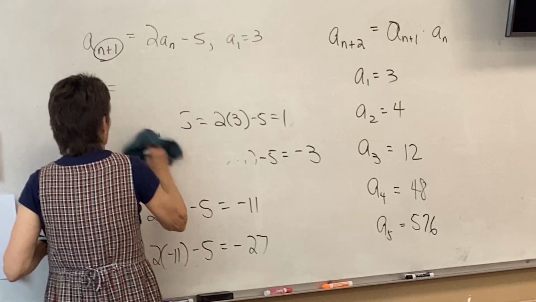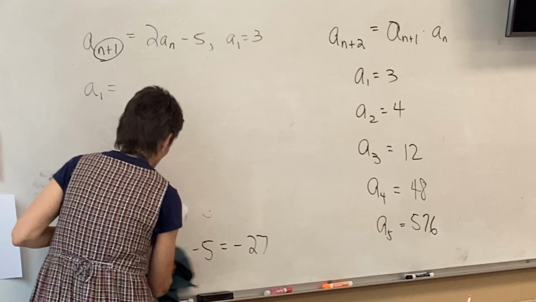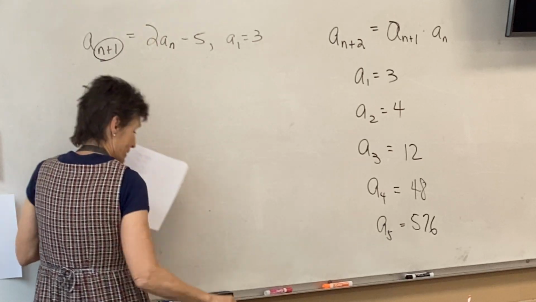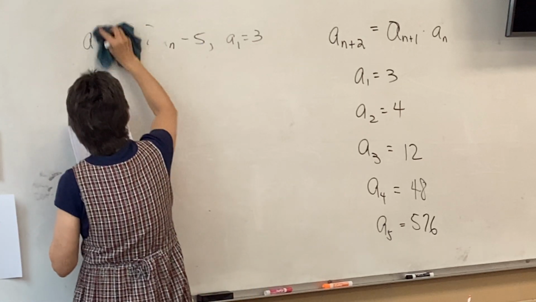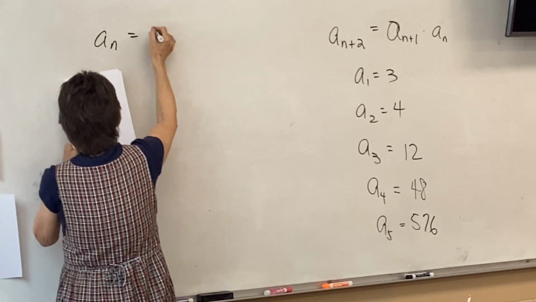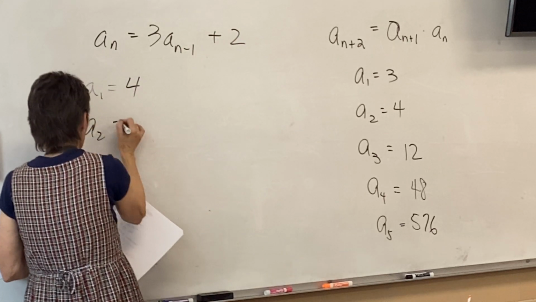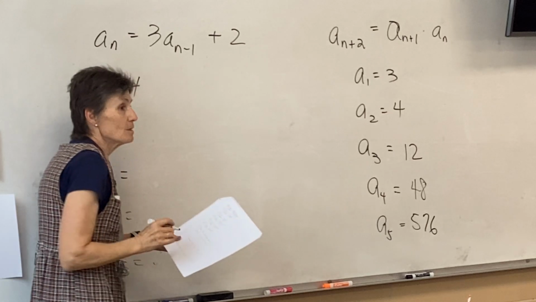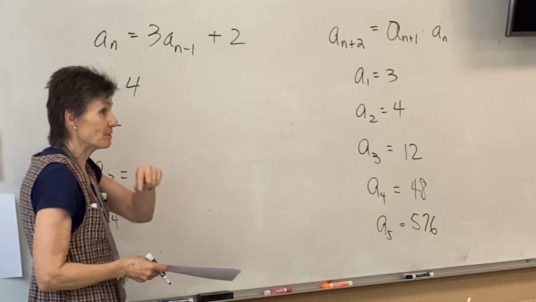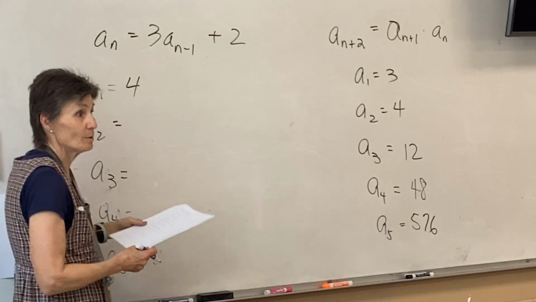Let's try the next one. What is the pattern? Let's start with that. What am I doing? I'm taking 3 times my term and adding 2. So let's not get freaked out by the notation. You know, our first term is 4. So I'm gonna take 3 times my term and add 2. So 3 times 4 is 12, plus 2 is 14.